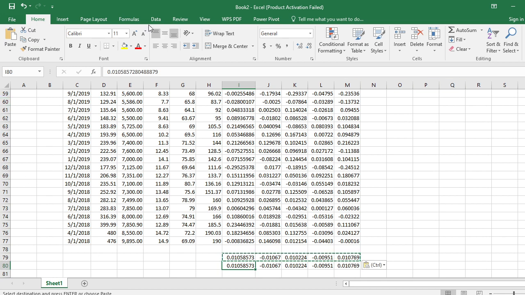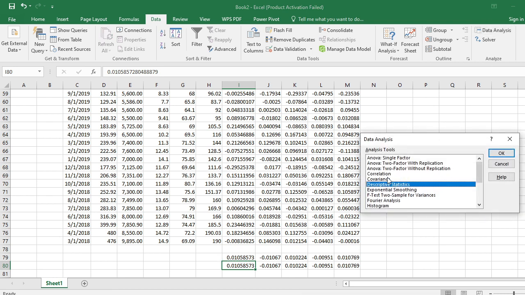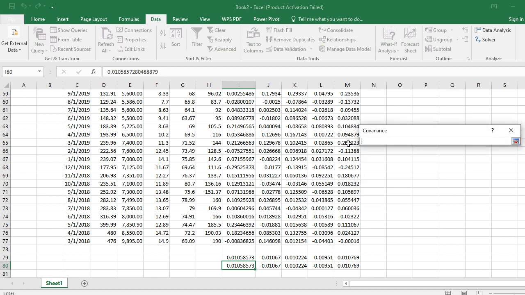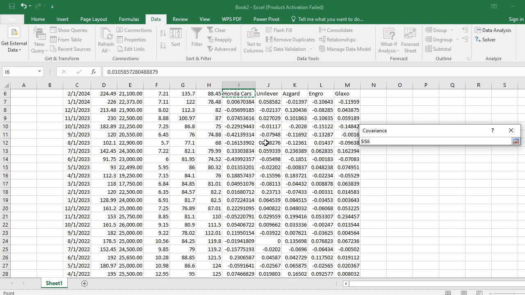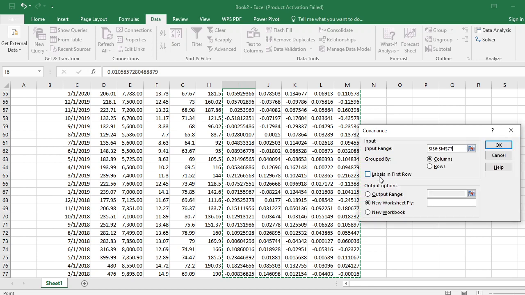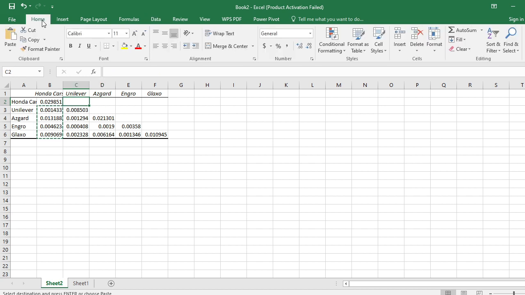So next I want to calculate the variance covariance matrix. I'll use covariance, select my input range, labels in the first row. This is the variance covariance matrix. I want to fill that up.